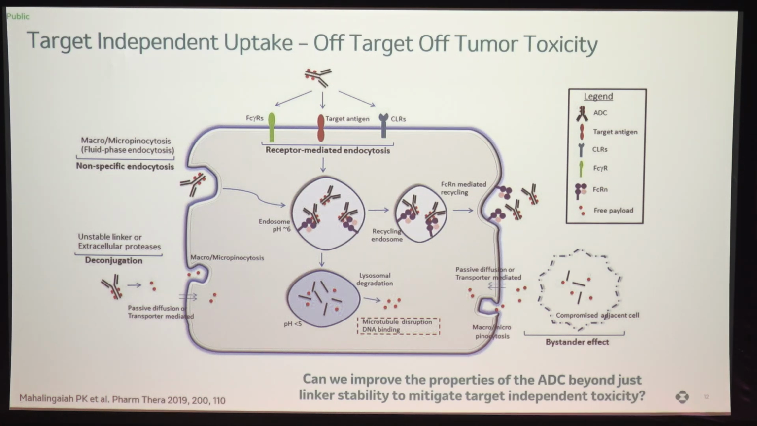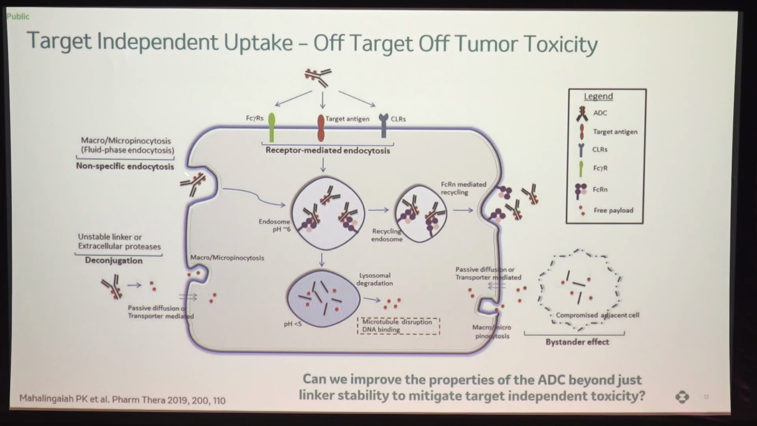And so if we go back and think about some of the ways that the ADC could be getting into these cells, again, we have target-mediated effect up here, whether it's the target antigen, Fc gamma, C-type lectin receptors, and other receptors that are specific to bringing antibodies into cells are ways that the molecule can be getting inside.